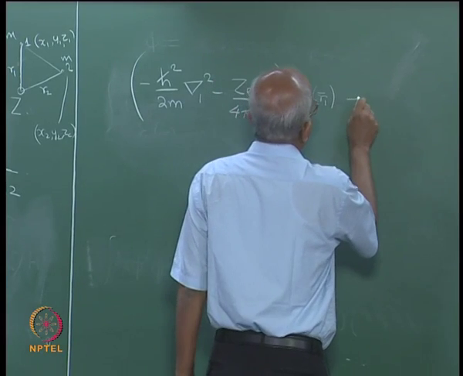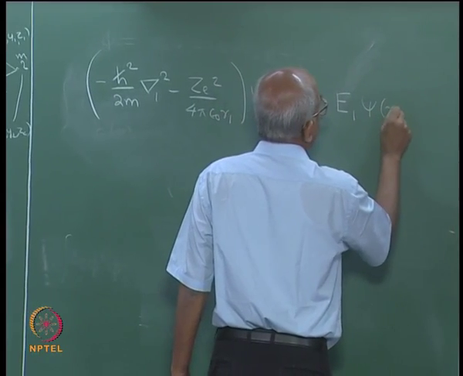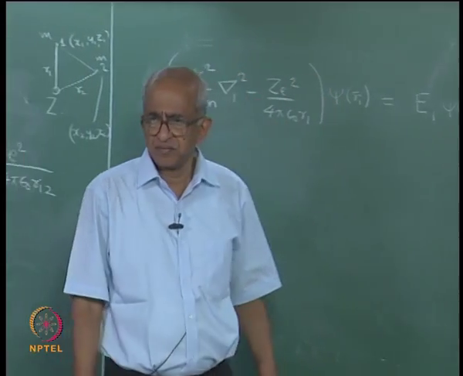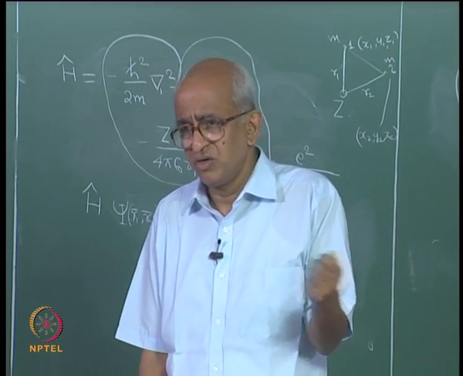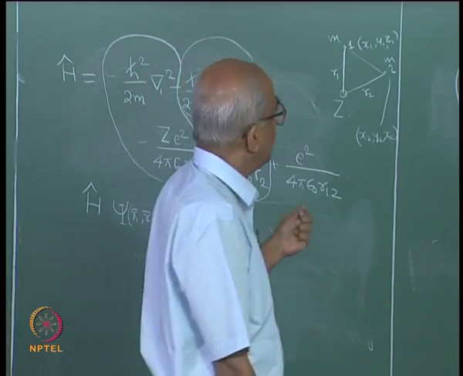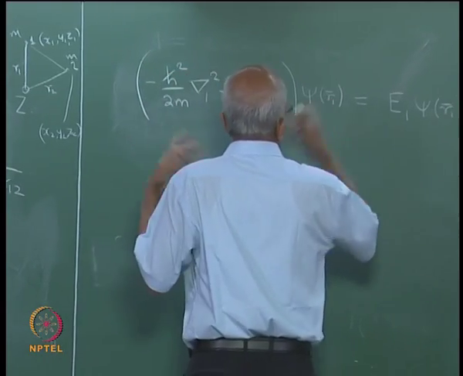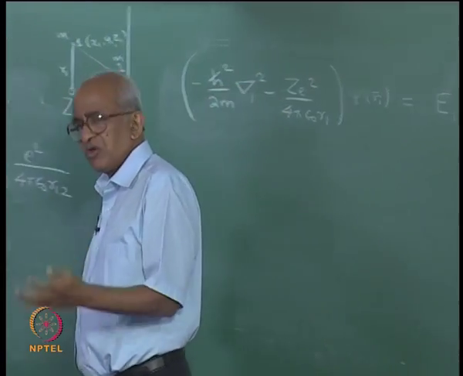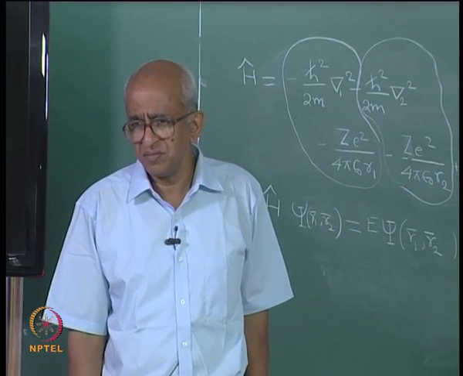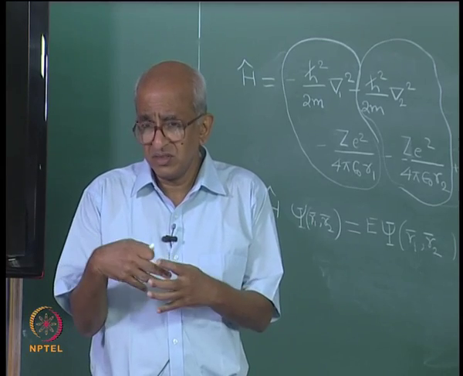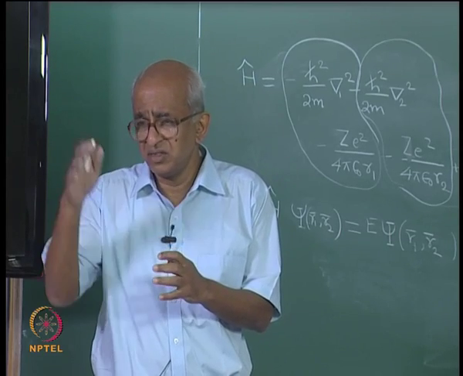And what is going to happen is, you see, this will have its own energy, which is going to be E1 psi R1. And a similar equation should be valid for electron 2, and there also I will have a function, which will be the wave function for electron 2. And what are the solutions of this equation? Same as in the case of the hydrogen atom, but for the fact that the nuclear charge is not equal to 1, but it is equal to Z.